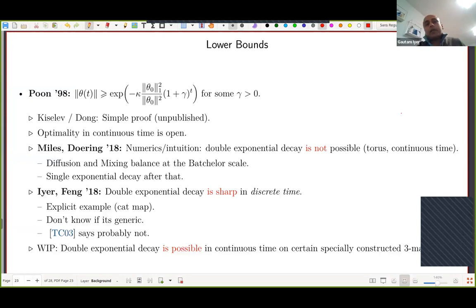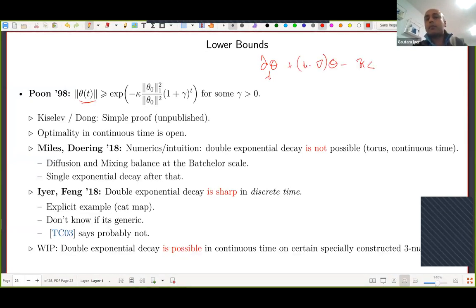But one thing I learned from him was this lower bound on the advection diffusion equation. So if I look for lower bounds, again, so dt theta plus u dot grad theta minus kappa Laplacian theta equals 0. Turns out the best lower bound you can find in the literature is double exponential in time, not single exponential, right?